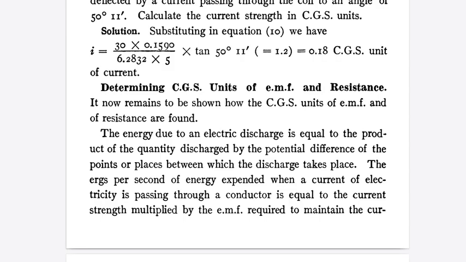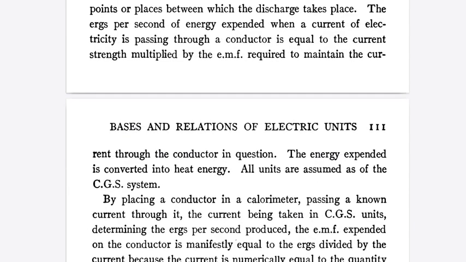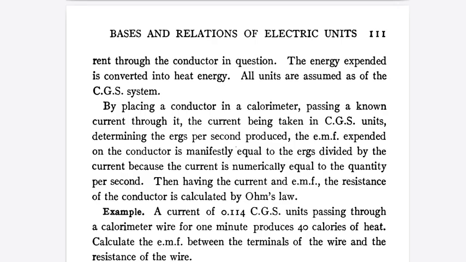The energy due to an electric discharge is equal to the product of the quantity discharged by the potential difference of the points or places between which the discharge takes place. The ergs per second of energy expended when a current of electricity is passing through a conductor is equal to the current strength multiplied by the EMF required to maintain the current through the conductor in question. The energy expended is converted into heat energy.